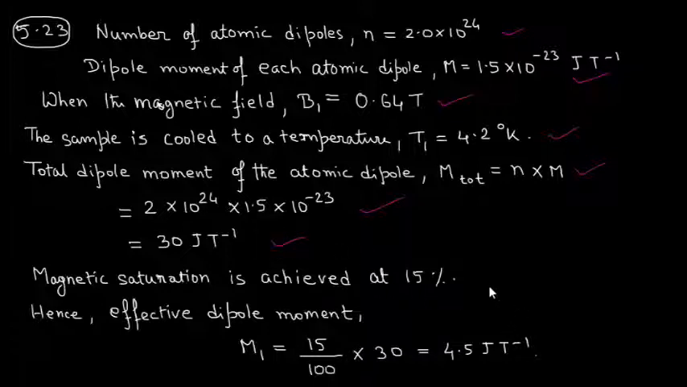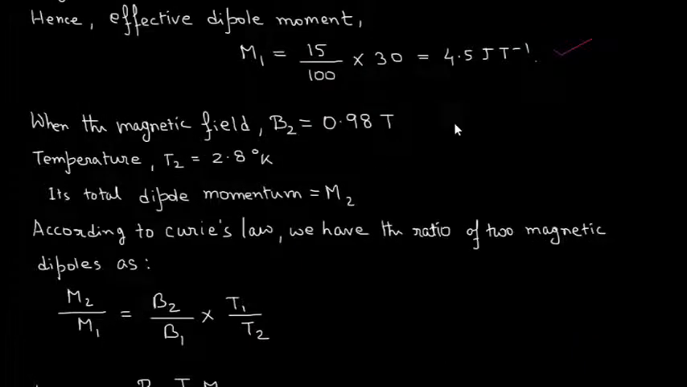Magnetic saturation is achieved at 15%. Hence, the effective dipole moment M1 is equal to 15 upon 100 multiplied by 30, that is 4.5 joule per Tesla. When the magnetic field B2 is equal to 0.98 Tesla and the temperature T2 is equal to 2.8 K, the total dipole moment is M2. According to Curie's law, the ratio of the two magnetic dipole moments is M2 upon M1 is equal to B2 upon B1 multiplied by T1 upon T2.